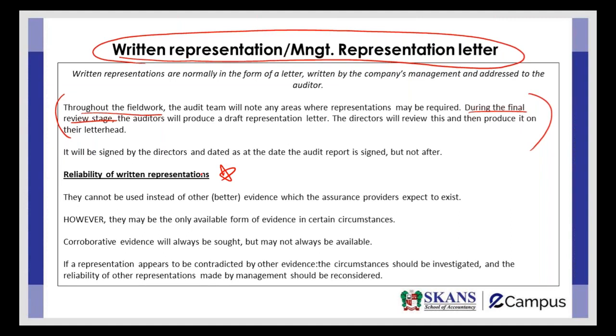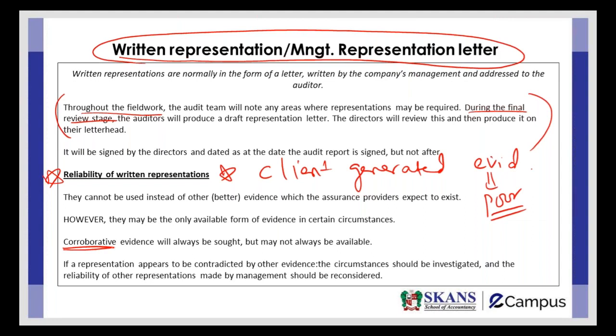Now, this is something important I want you to understand primarily for your Section A questions. Please remember that written representations are produced or made by the management. So this is client generated evidence, okay? So this is evidence which has been made by the client. Because of this, this is poor quality. So as evidence, you do have better quality evidence available. So you should also always be looking for corroborative evidence.